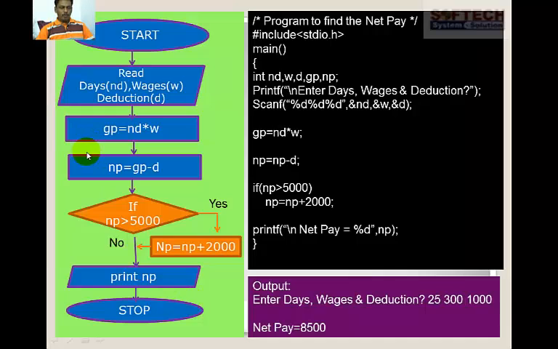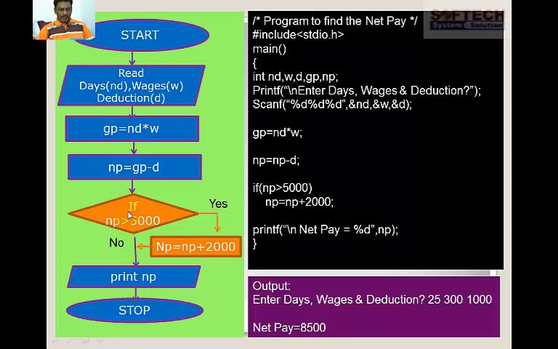Now we draw the flowchart for the above algorithm. So start, we read 3 values, then we calculate gross pay. For read we put a parallelogram symbol. For calculation we put a rectangle, and this is also a rectangle for the NP formula. Now here we apply the diamond symbol, the diamond symbol for the if statement. If NP is greater than 5,000, the condition is true. It adds 2,000 with the NP value, then it prints NP, then stop.